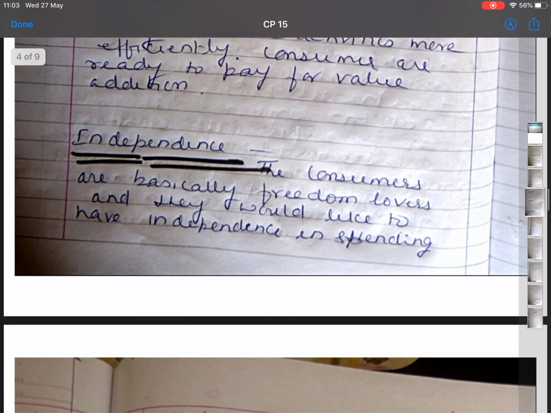The consumers are basically freedom lovers and they would like to have independence in spending their income, in organizing and expressing their opinion, and freedom to act collectively on their problems without being attacked or interfered with. The philosophy of consumer movement is mainly centered around testing and evaluating consumer goods and services offered for sale and undertaking consumer-oriented activities.